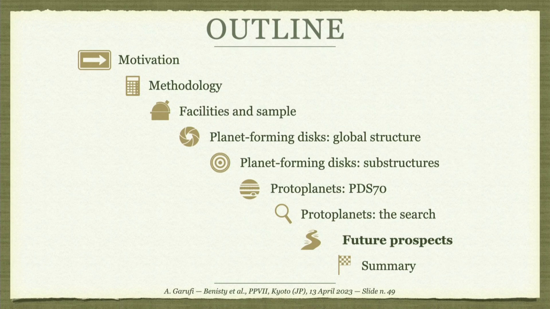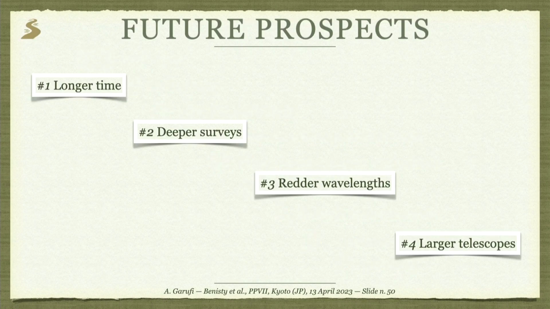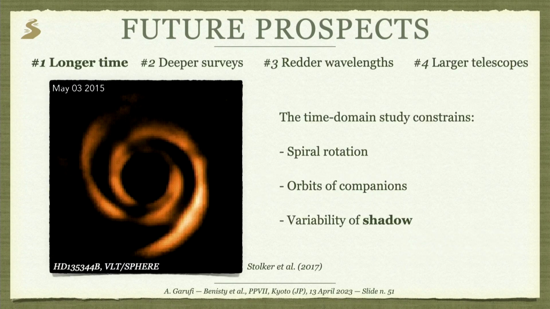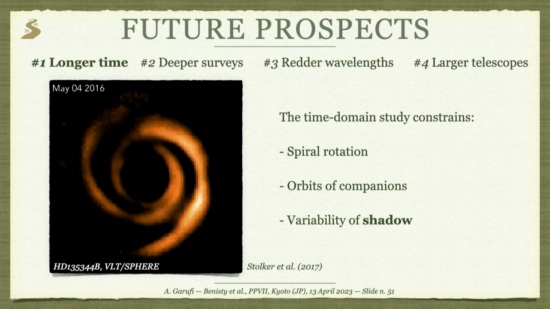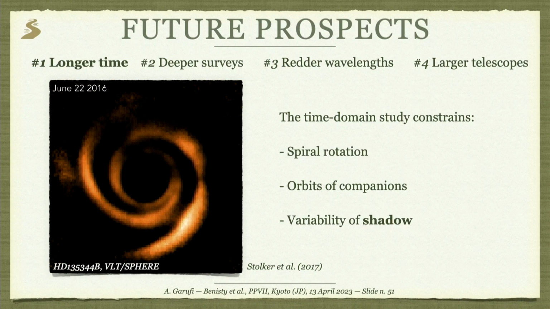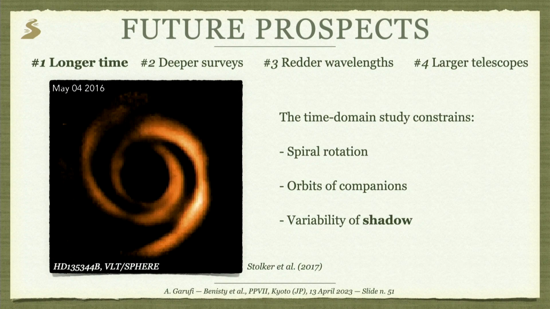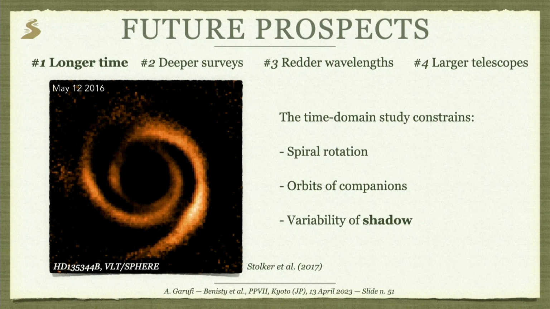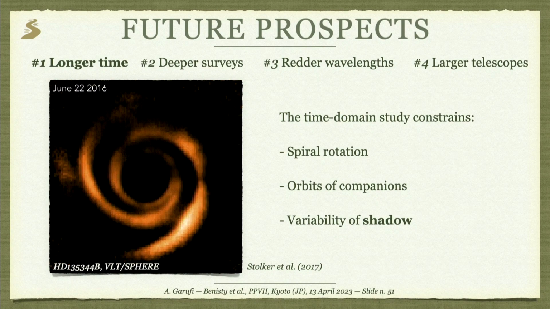And so this leads us to the future prospects, where what direction should we take now toward Protostars and Planets 8? And here we are listing 4 main directions, which are longer time, deeper surveys, longer wavelengths, and larger telescopes. The first is basically, even only exploiting the data sets that we have now, the data reduction that we have now, and the telescopes that we have now, we can still exploit another axis, which is the time domain.